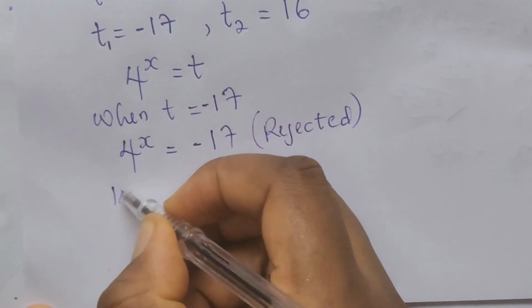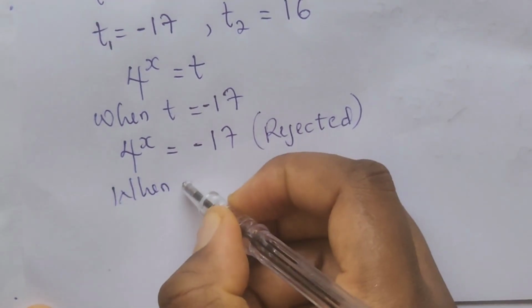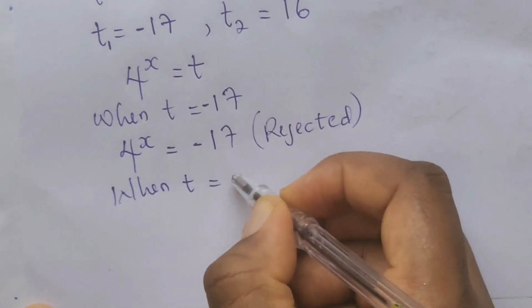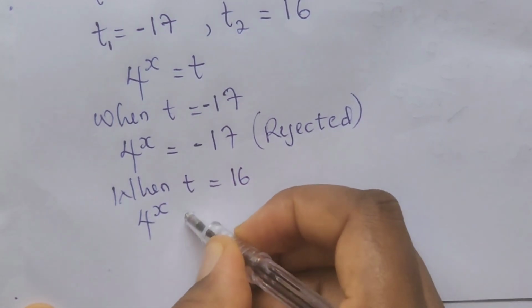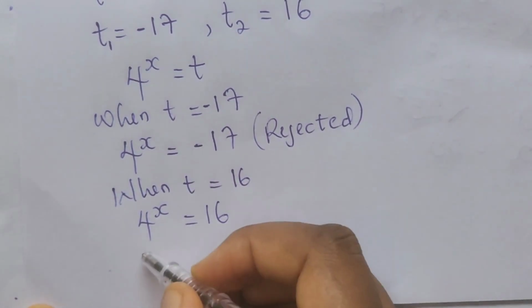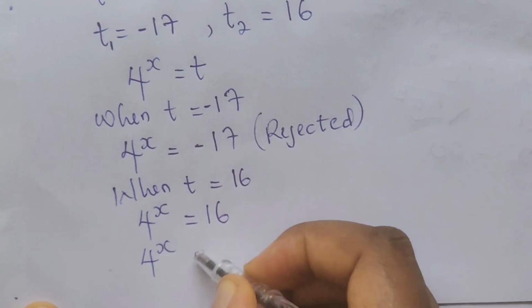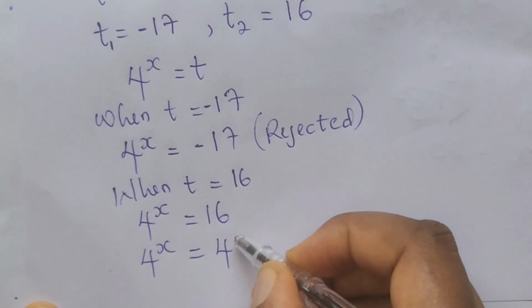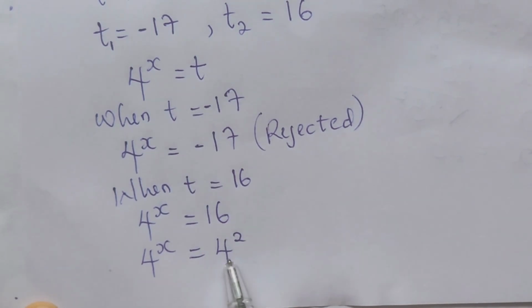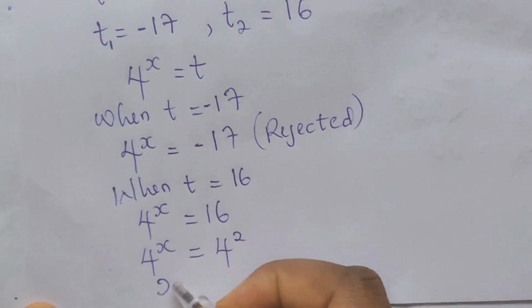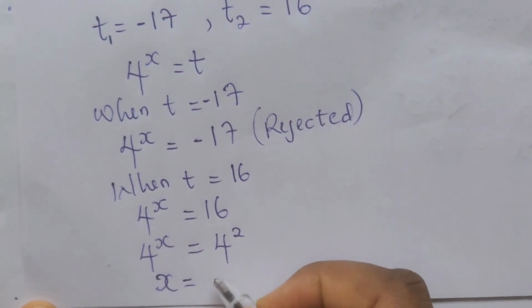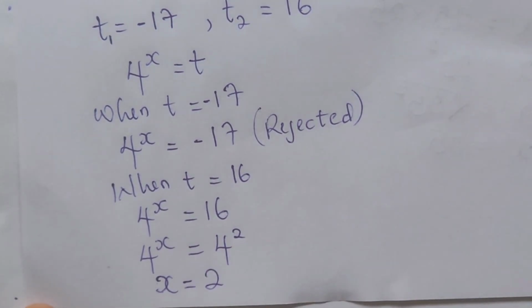So when t is equal to 16, we have 4 to the power of x to be equal to 16. So we have 4 to the power of x, which is equal to 4 to the power of 2. So 16 is equal to 4 to the power of 2. So our x is equal to 2.